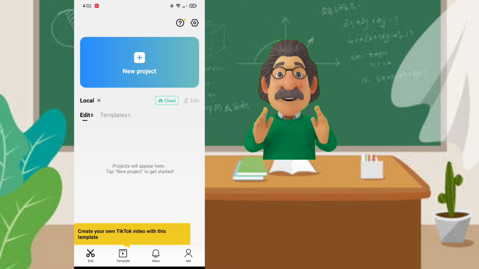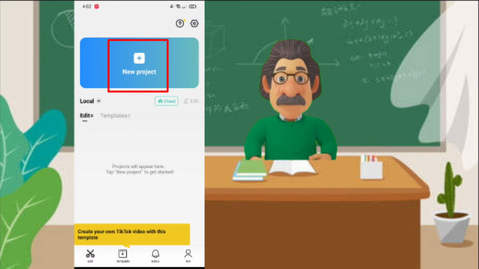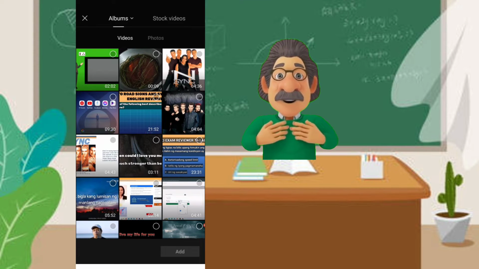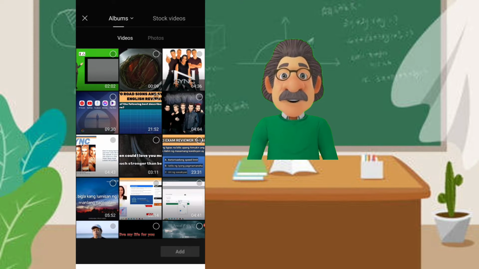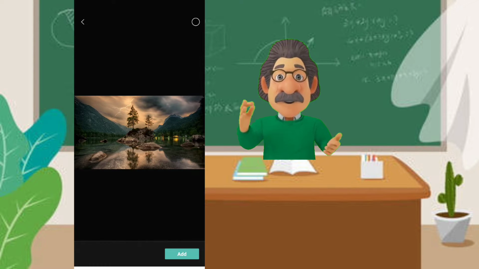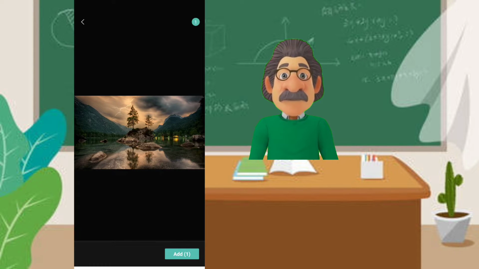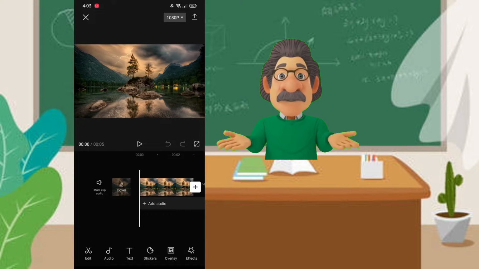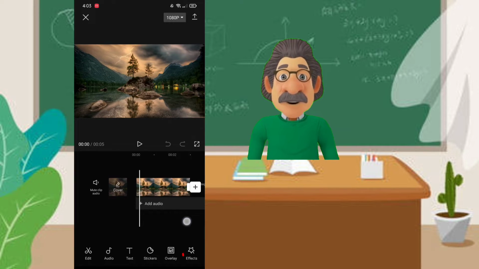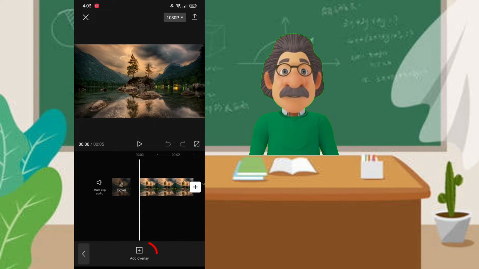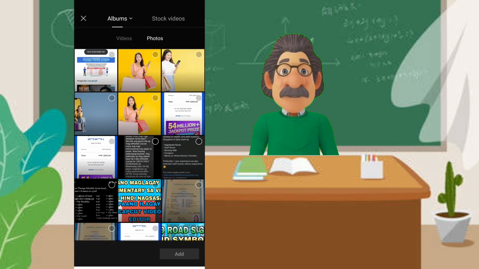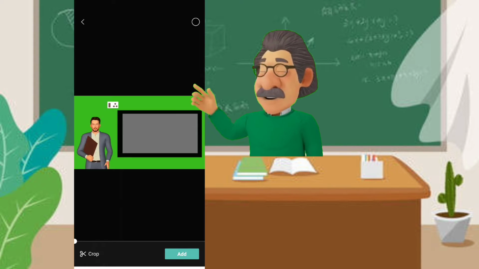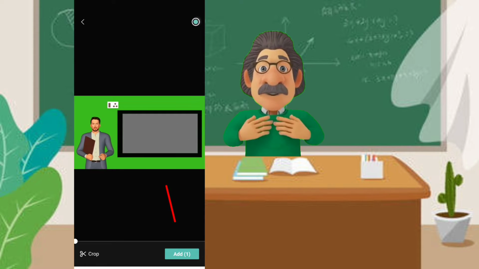Okay, let's begin editing by tapping New Project. Then choose the video or image that you will use. I'm going to use an image background for my video. Now I'm going to put my green screen video above this background image by tapping Overlay. Then choose your green screen video, then tap Add at the bottom right side.